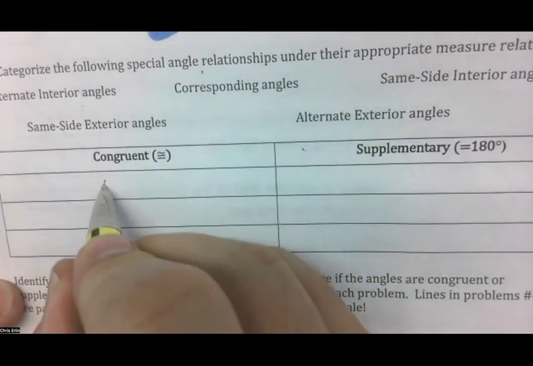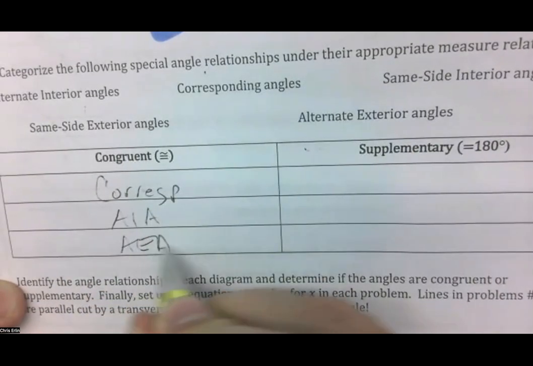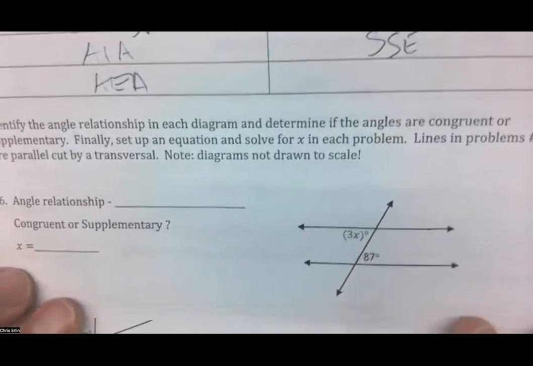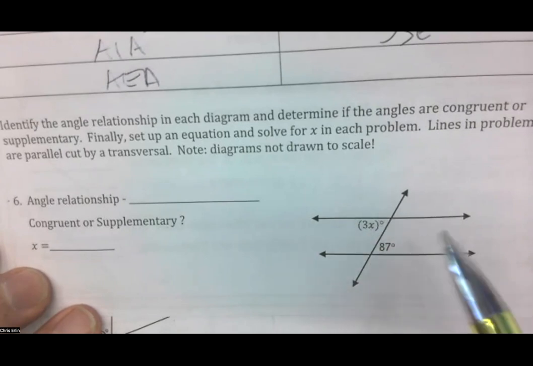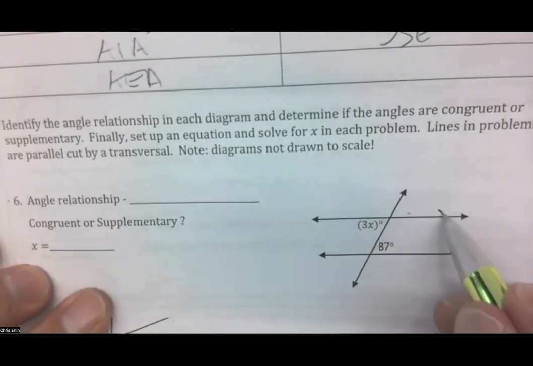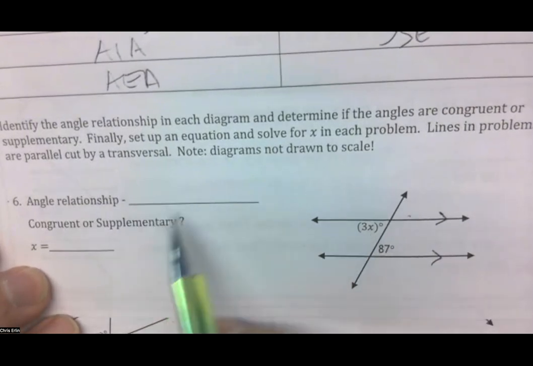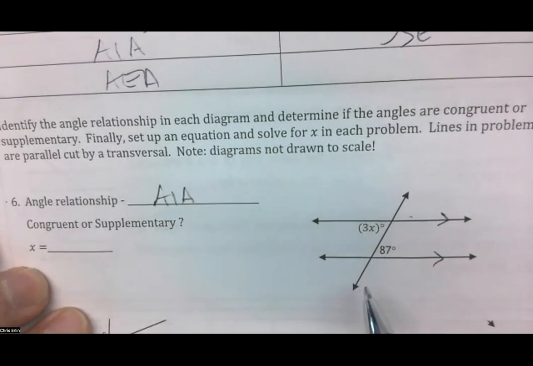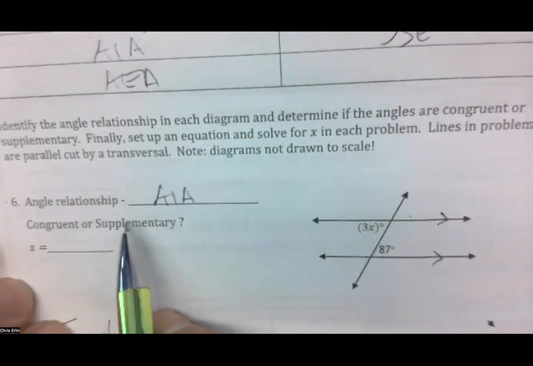Okay, easy peasy. So we got corresponding here, AIA here, AEA here, same side interior, same side exterior. So how are we going to use this? Here's a problem. This is the type of thing you're going to get for today's homework. You've got a graph that shows 2 lines. It tells you up here that these 2 lines are parallel. And therefore, these 2 angles have a certain named pair relationship. What is that relationship? Good. Alternate interior angles.